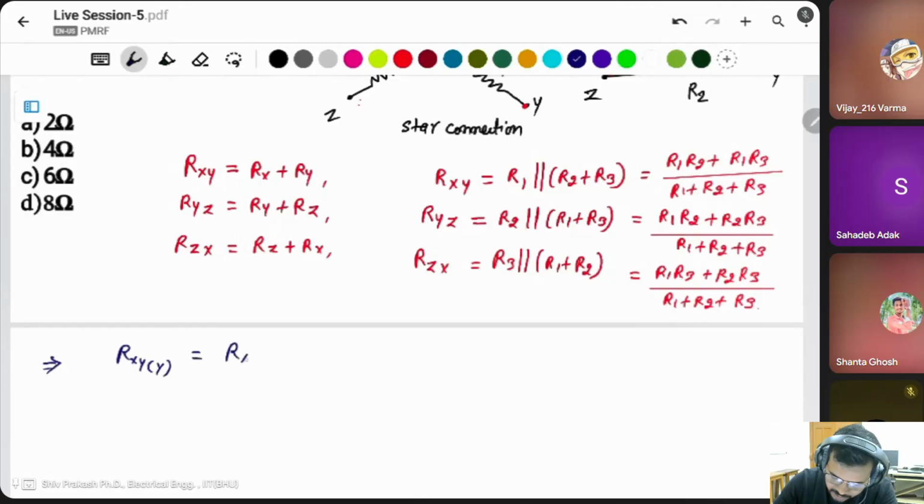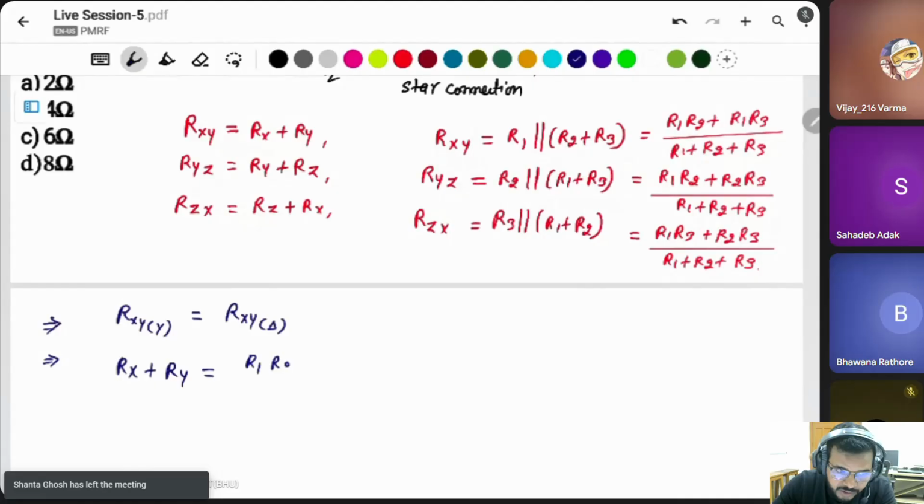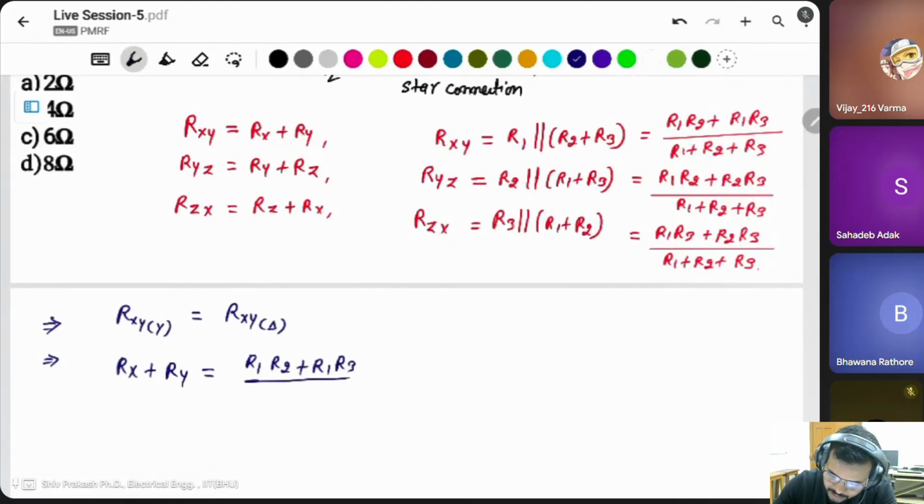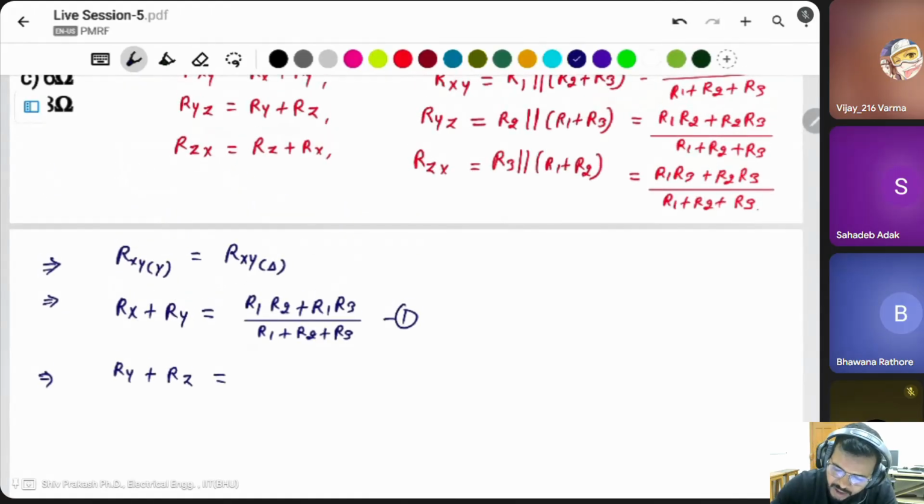Rxy star, Rxy delta. Then this will be Rx plus Ry is equal to R1 R2 plus R1 R3 divided by R1 plus R2 plus R3. Equation number first. Same thing you can do for Ryz. This will be R1 R2 plus R2 R3, equation number third.